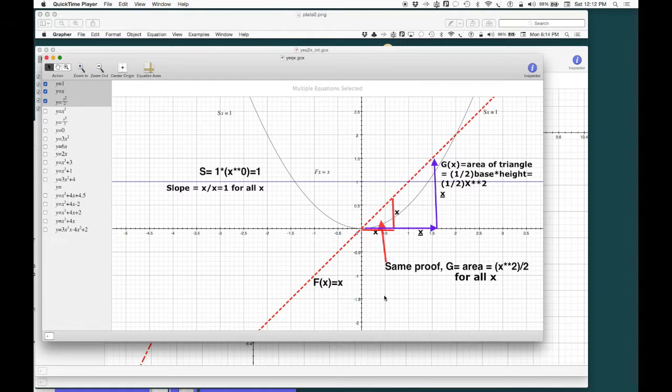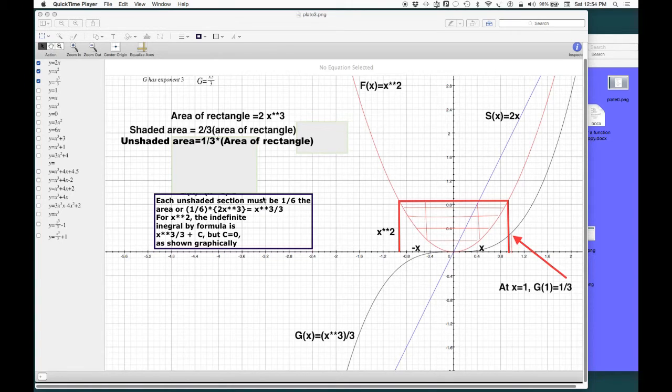Now, I'm going to show you a more difficult case where this is the function and it's going to generate both the derivative and the integral. And I'll show that now. Hang on. For f of x equals x squared, finding the area under the parabola is a little more complicated.